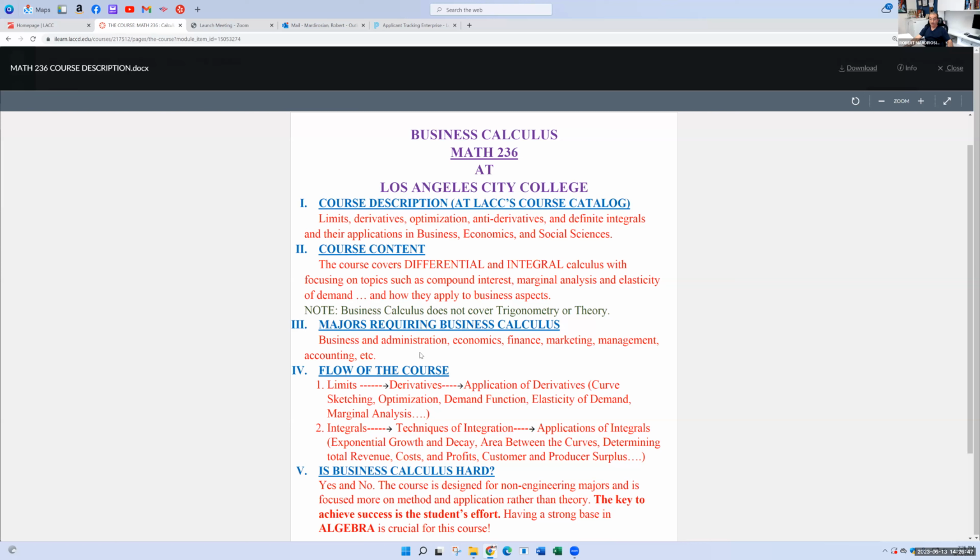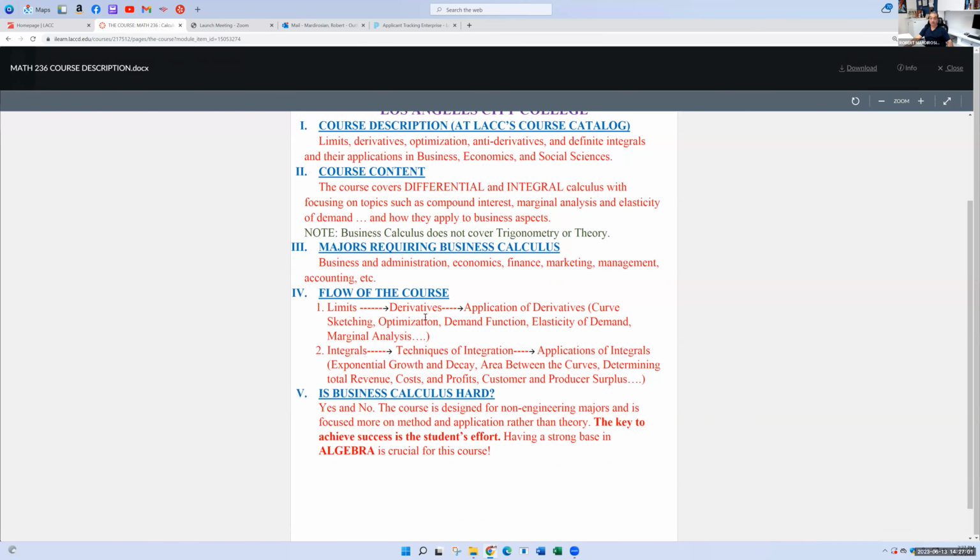So again, these are the ones I listed because I had students with those majors taking my class. But if you want to take the course, make sure to consult with an advisor or a counselor.